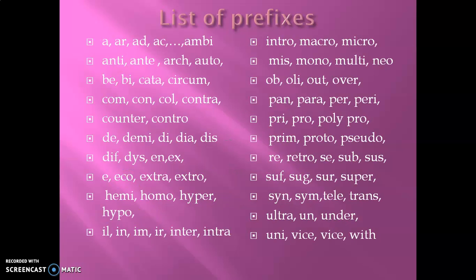Here is the list of prefixes from A to Z. For example, letter A. Letter A is also a prefix. For example, board. It gives you a different meaning. If we add letter A to the word board, it becomes aboard. Aboard means it is a completely different meaning.